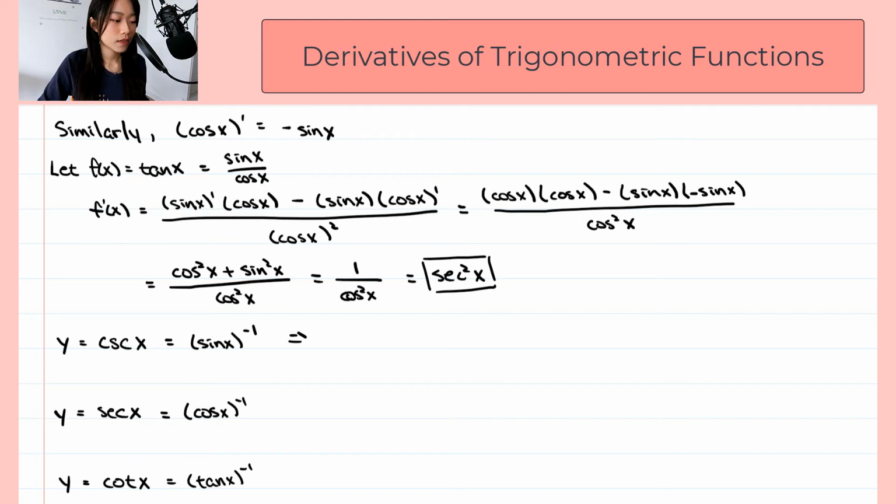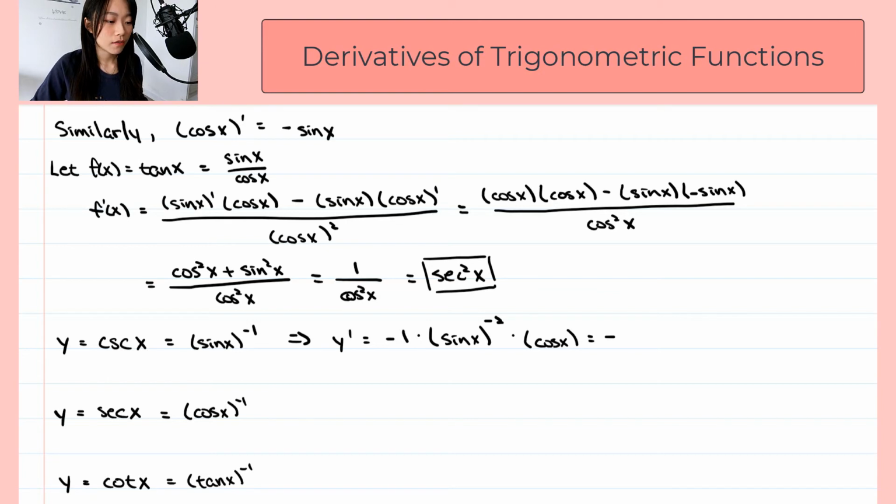For example, the first one, y prime equals negative 1 times sine of x, the inside function, to the power of negative 1 minus 1, which is negative 2. Then times the derivative of the inside function, and the derivative of sine of x is cosine of x. So here we get negative 1 over sine of x times cosine of x over sine of x. So the first term, 1 over sine of x, equals cosecant of x. And this equals 1 over tangent of x, which also equals cotangent of x. So in summary, the derivative of cosecant of x equals negative cosecant of x times cotangent of x.